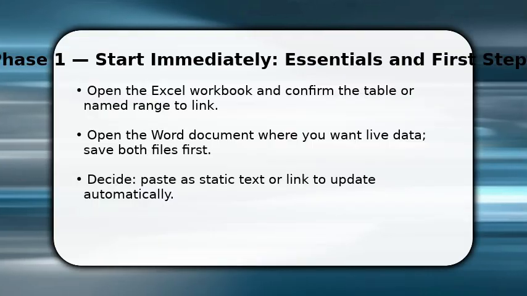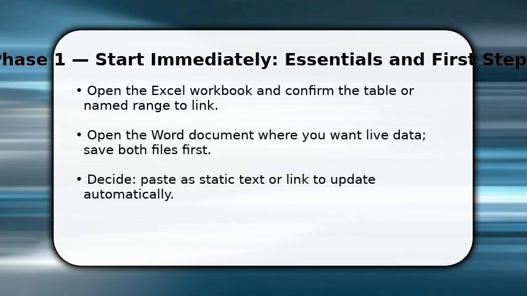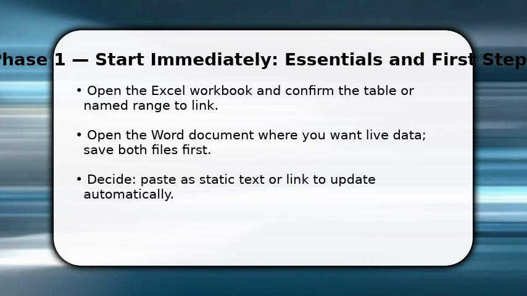You start by getting files ready and picking the exact data to move. Open Excel, select the table or named range you need, and save both files. Once done, switch to Word and place the cursor where the data should appear. Make sure to save again to avoid lost links.